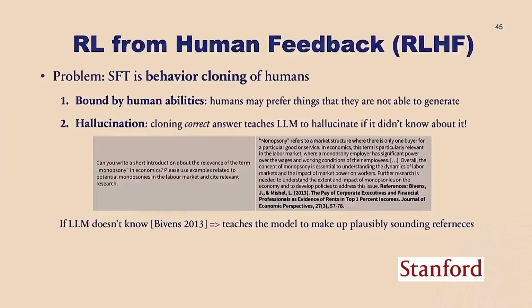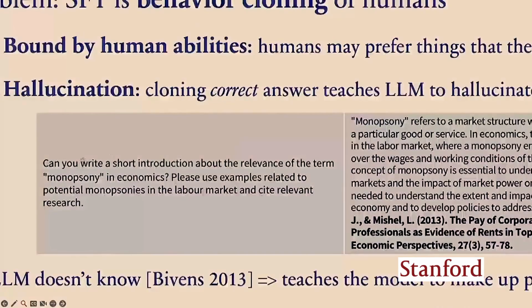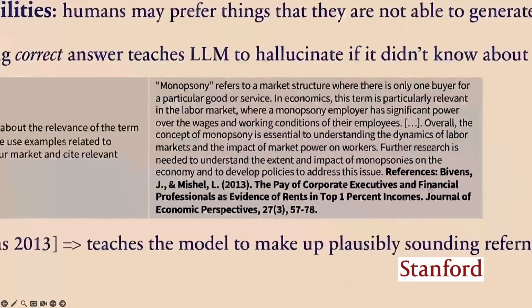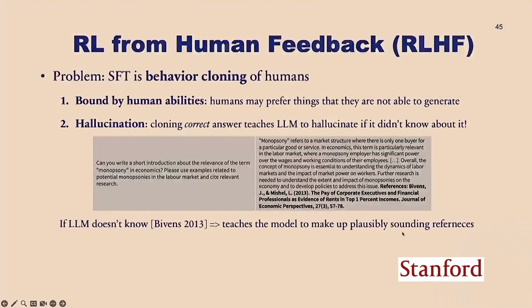Just to give you a very concrete example, if we go back to this monopsony example, can you write blah, blah, blah about monopsony? Imagine that a human wrote a reference on this type of book. And that book might exist. That might be a correct reference. But what if the LLM never saw this reference during pre-training? Then it doesn't know that it's a correct reference. So really what you tell the model is to make up some plausibly sounding reference rather than actually tell the real reference that it saw during pre-training. So hallucination might be caused by this SFT. That's problem number 2. Does that all make sense?